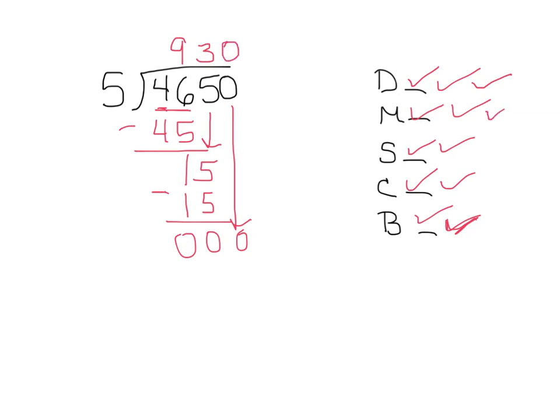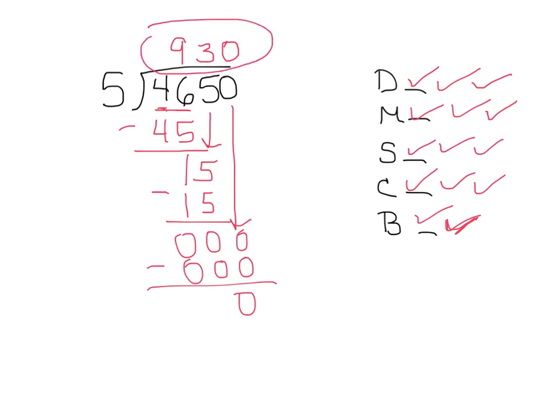And then I multiply. 0 times 5 is 0. And then I subtract. 0 minus 0 is 0. And then I check, is 0 smaller than 5? And there's nothing left to bring down, so my answer is 930. There should always be a digit on top of the zeros place, on top of the tens place, like that. And we have one on top of the hundreds. And since 5 didn't divide into the 4, there's nothing on top there.